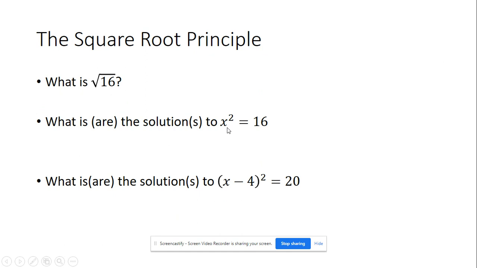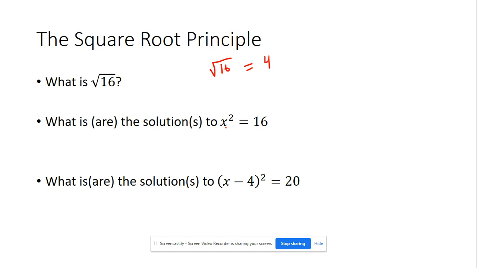Okay. So next I'm going to introduce something we call the square root principle. First question: what is the square root of 16? The answer to that question, simple enough, is 4. The square root of 16 is 4. Specifically, it is a positive 4. When we talk about the principal root, if I ask you for the square root of a number, it's always going to be a positive number.